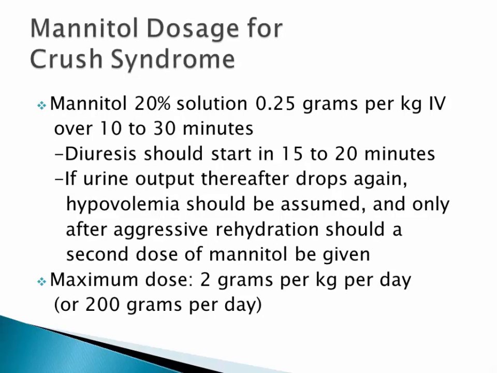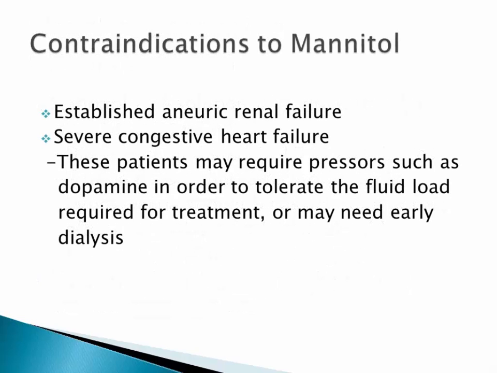This is the mannitol dosage. Mannitol should be given as a test dose first, and then repeated doses only if there is a positive response and urine output remains adequate. Giving 0.25 grams per kilogram IV over 10 to 30 minutes is how it should be instituted, and we should see a diuresis effect in about 15 to 20 minutes. The maximum dose should be about 2 grams per kilogram per day, or 200 grams per day.